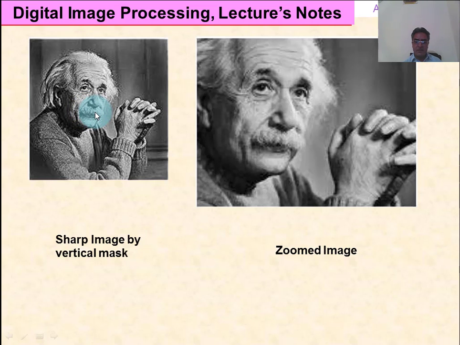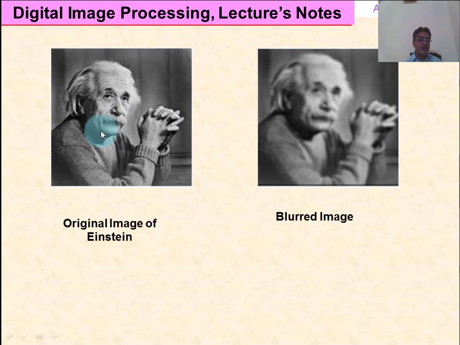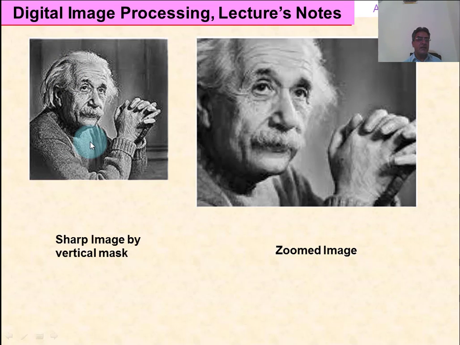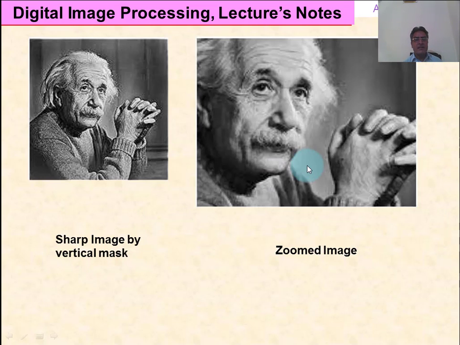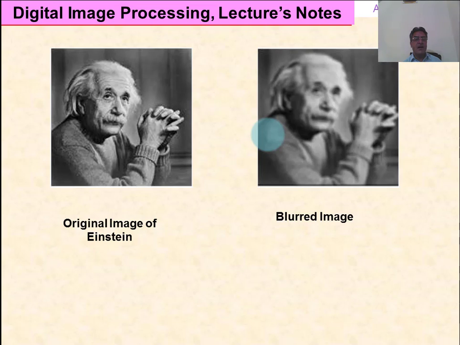This is a sharpened image, because this was the original image and it is not sharp. But when we see this image, it is a little bit sharp, and each and every edge is a little bit embossed. This is a sharp image obtained by using some mask. This is a zoomed image. We took some part of the input image, applied the zoom operation, and we get the zoomed image. All these operations are obtained using filtering or masking techniques.